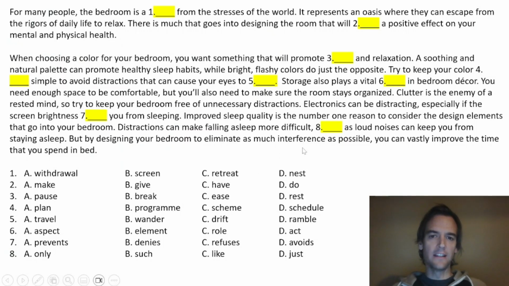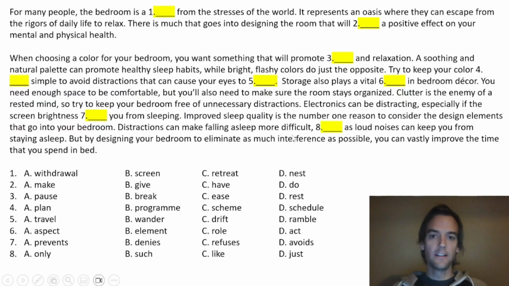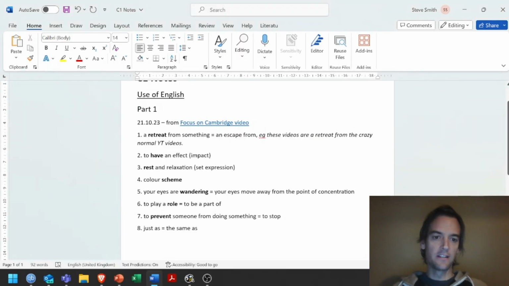It's Latin, it's common to stop someone from doing something. And finally, number 8, this one's a little bit more difficult, I think. It's a bit more of a linking word, which you sometimes get on part 1. Distraction can make falling asleep difficult, blank loud noises can keep you from staying asleep. And all of these sort of possible words, a little bit grammatical words, such as, you hear a lot. But the answer is just as. Just as means the same as. If we think about that sentence, then we can say distractions stop you, the same as loud noises stop you. So just as means the same as, and that is our expression we've learned.